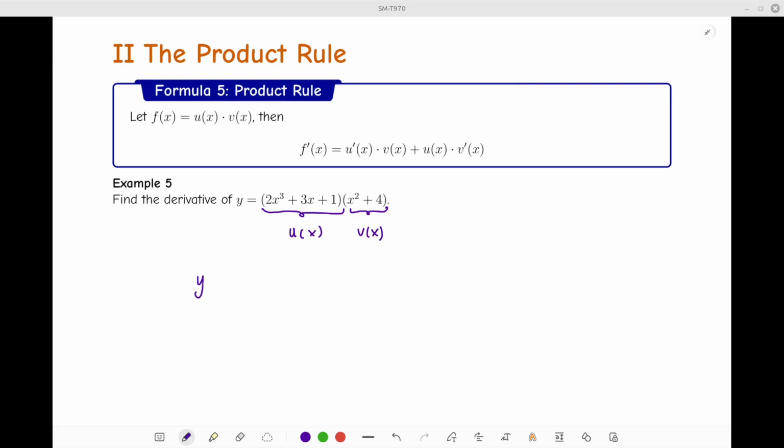So then y prime is the derivative of the first, 6x squared plus 3, times the original second, so x squared plus 4, and then plus the original first, times the derivative of the second. And it is okay to leave your answer in this form.